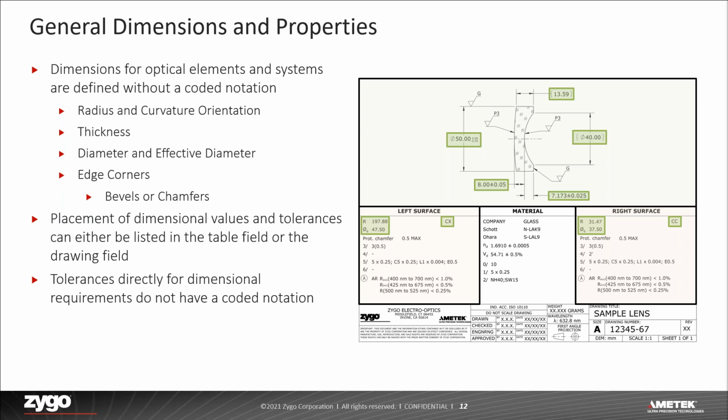Jumping into an ISO 10110 drawing, dimensional information is conveyed either in the drawing field or the table field. There is no special coded designation for calling out dimensional information. The only additional dimensional information necessary is stating the radius of curvature of a surface with a preceding R along with the concavity of the surface.